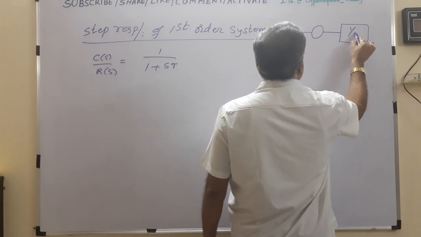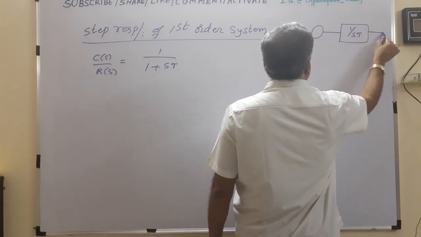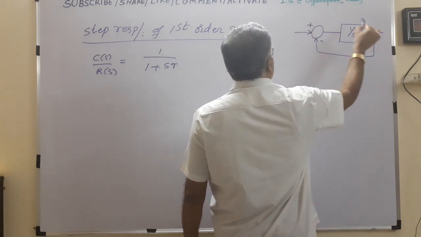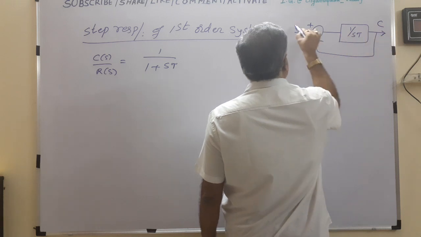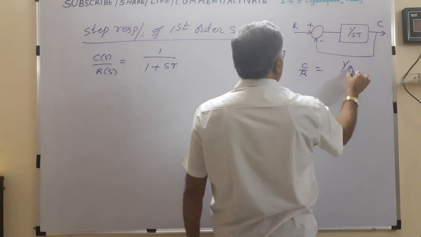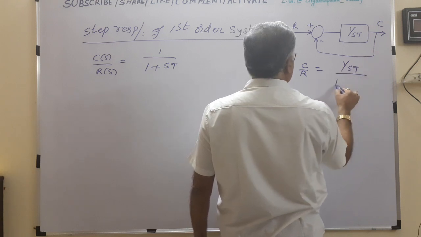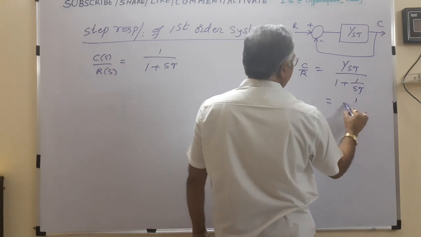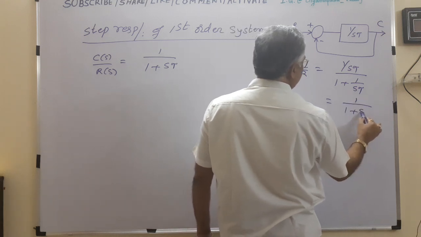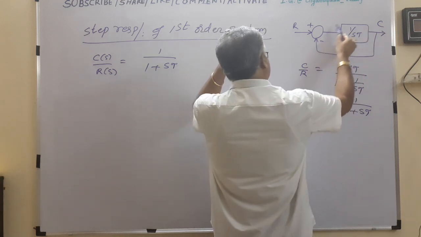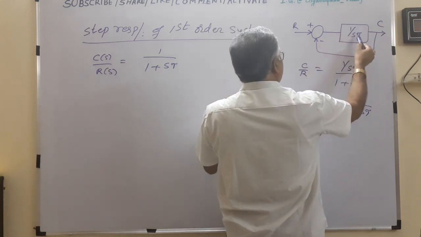So 1 by S tau, with unity feedback, C and R. So what will C by R be? 1 by S tau by 1 plus 1 by S tau. So we get 1 by 1 plus S tau. So what is this GH? GH is 1 by S tau.